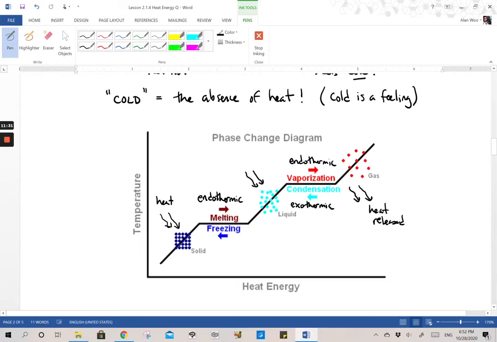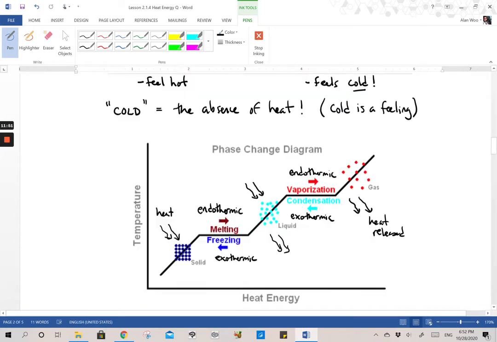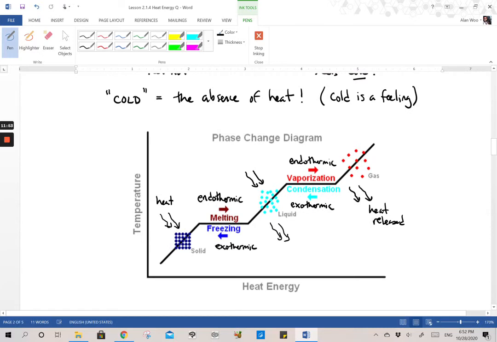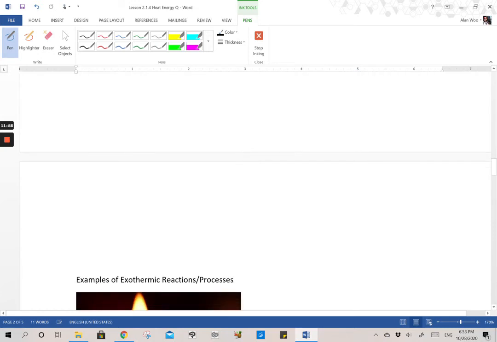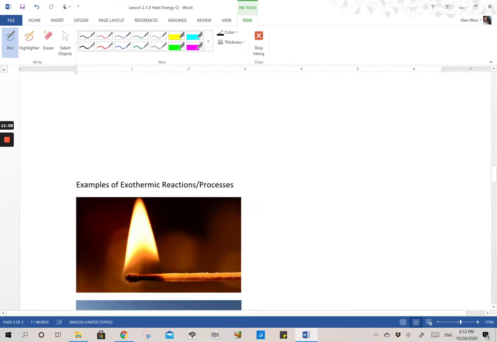And as a liquid releases heat to turn into a solid, it too is exothermic. So all of our physical changes can be based on endothermic and exothermic properties. So we'll come back to these specific ideas again. Let's move on to some examples of exothermic and endothermic processes.